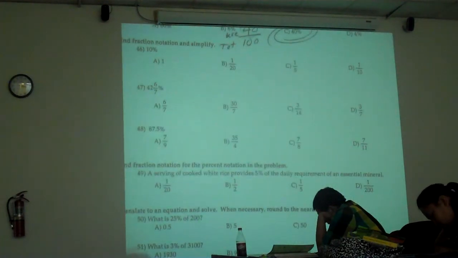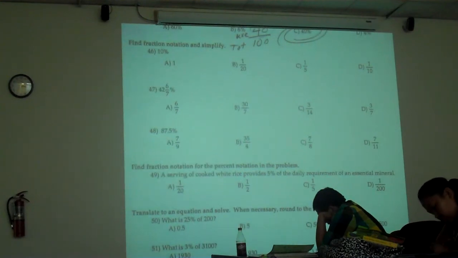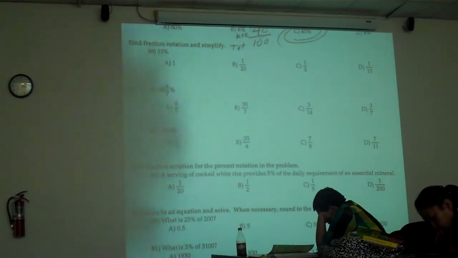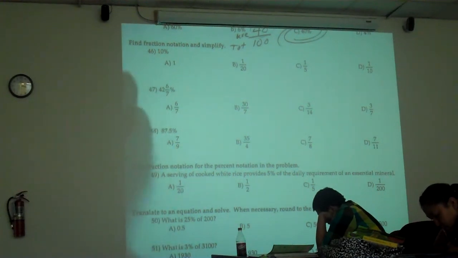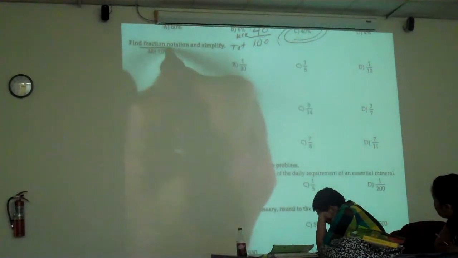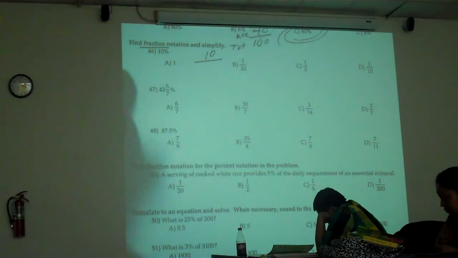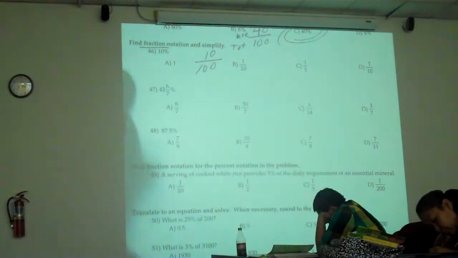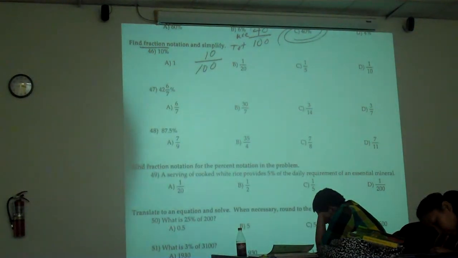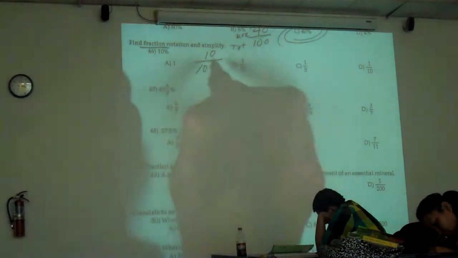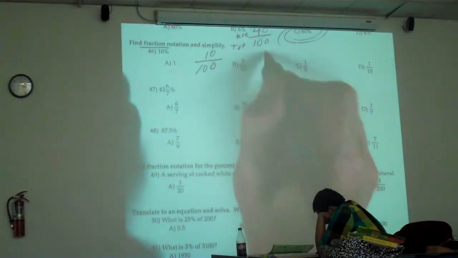Okay, find fraction notation and then simplify. If it's a percent, how do you make it a fraction? That's to be a decimal. What about a fraction? It'd be 10 over 100. Okay, now we need to simplify that. So divide by 10 makes 1/10, right?